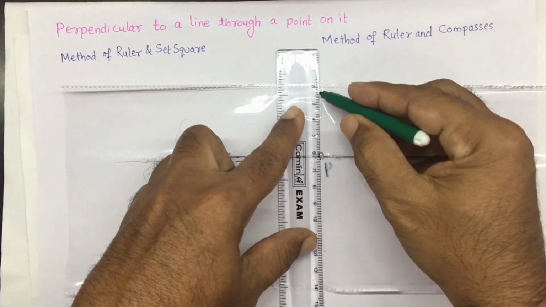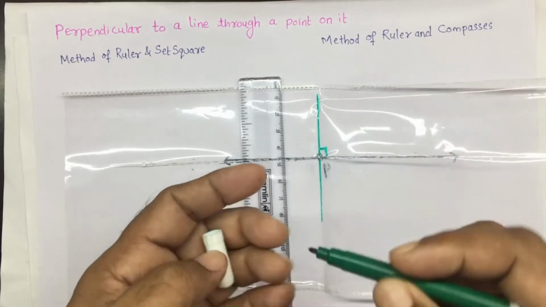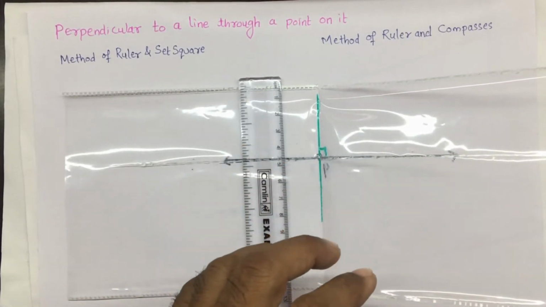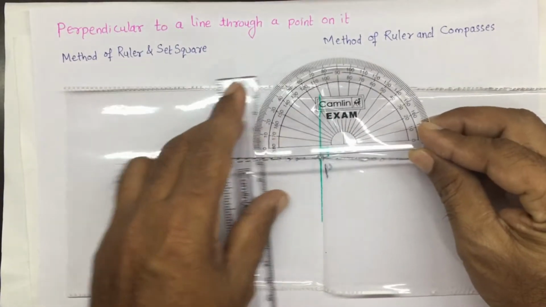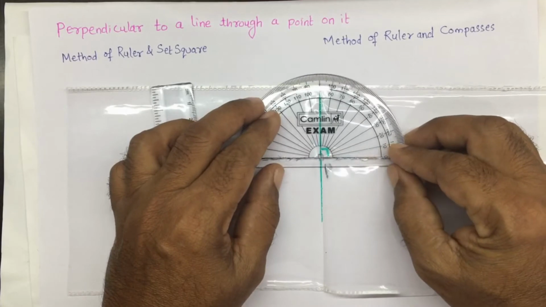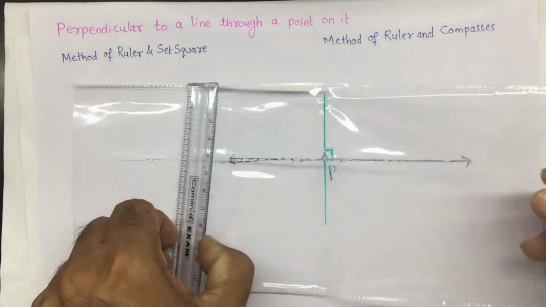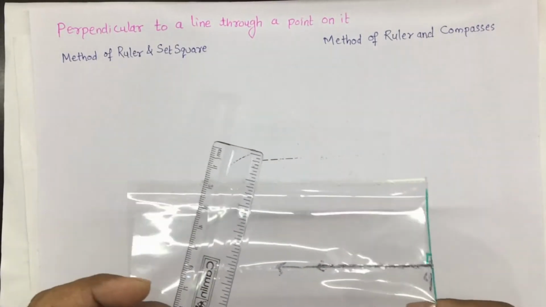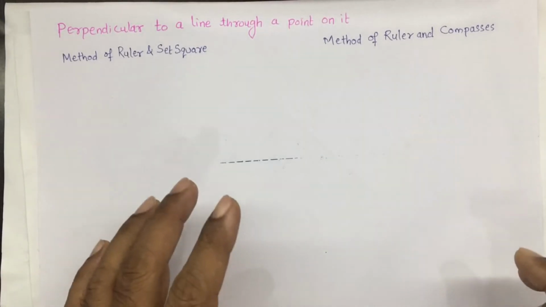When you fold, you can find a crease like this. This is perpendicular. When you measure it, you find it is a 90 degree angle. Both angles will be right angles. So this is the paper folding method. Now we will see the different methods using set squares and compasses, how to draw the perpendicular.